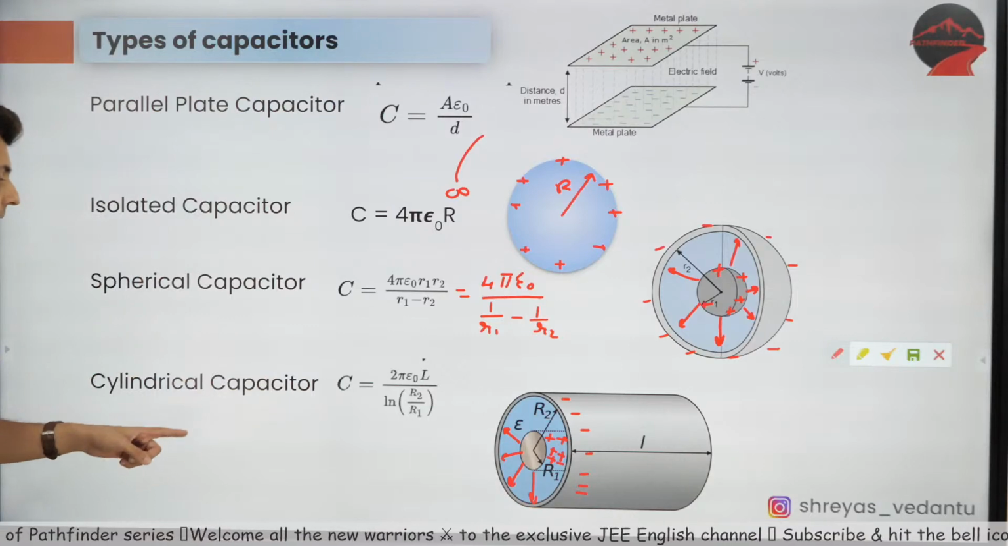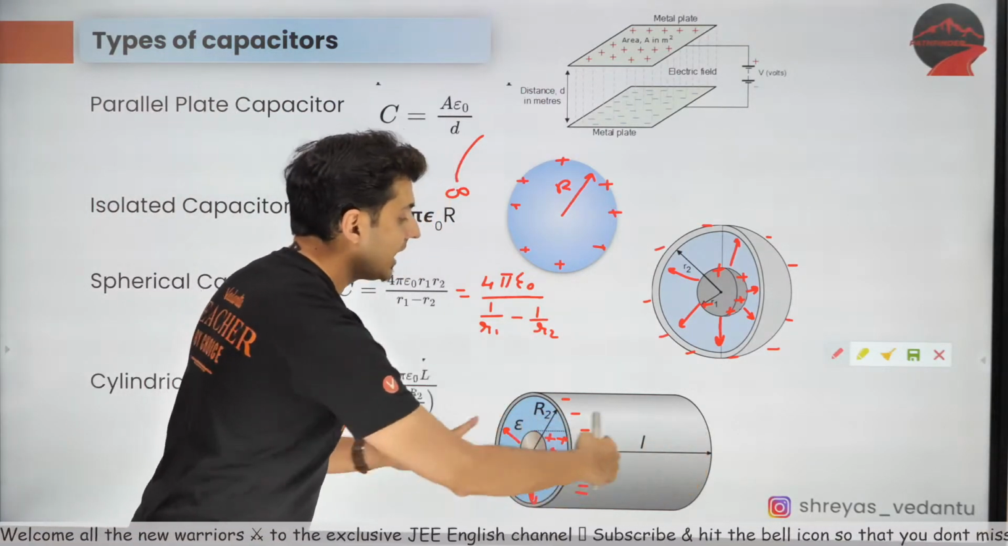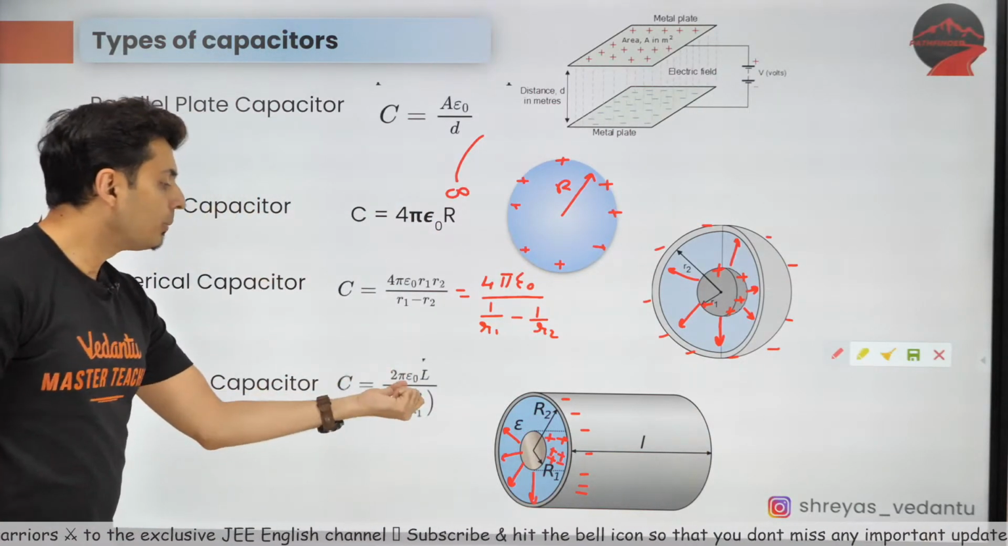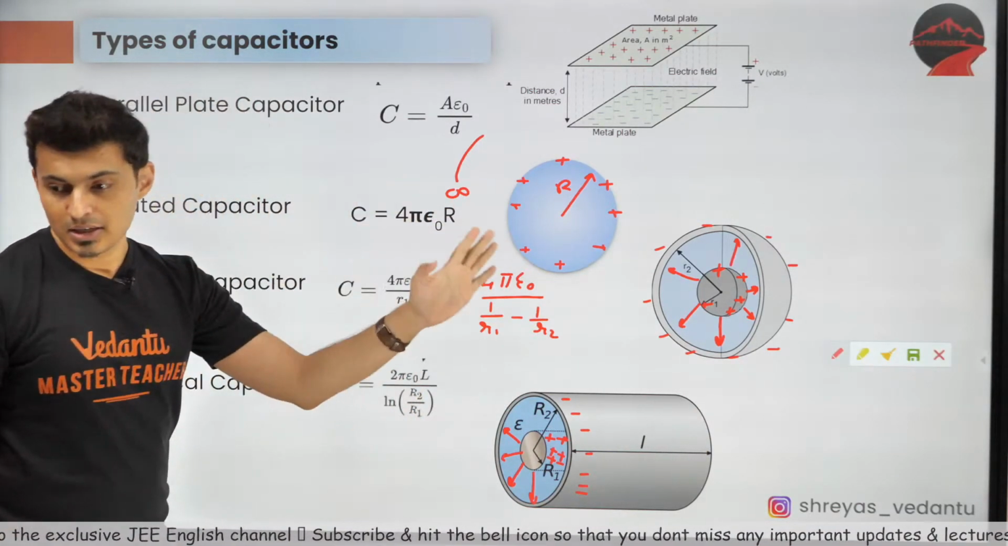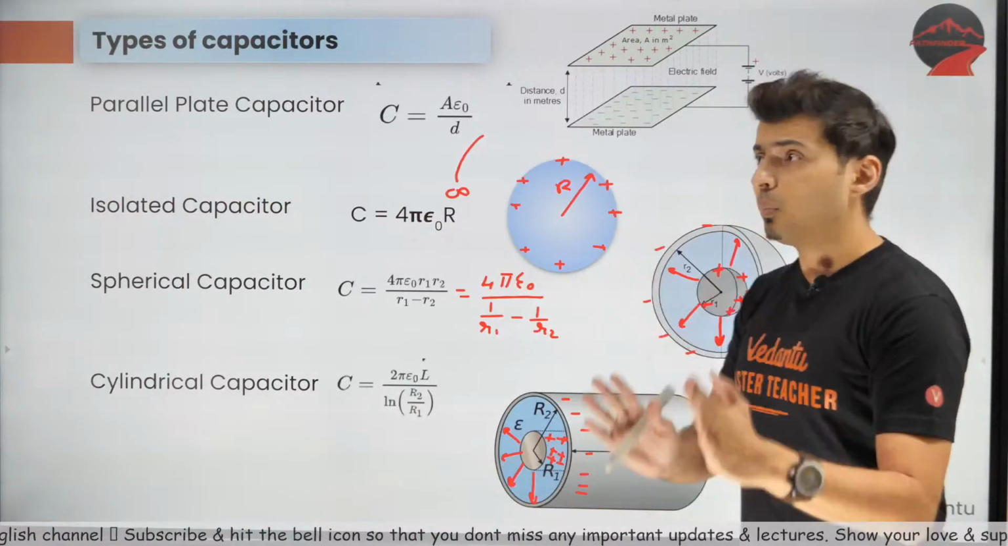Now, what is the formula? It is 2 pi epsilon naught times the length or height of the cylinder, divided by log of R2, the bigger radius, by R1, the smaller radius. Keep this in mind. Okay, keep this in mind. That's all. These are the important formulas.